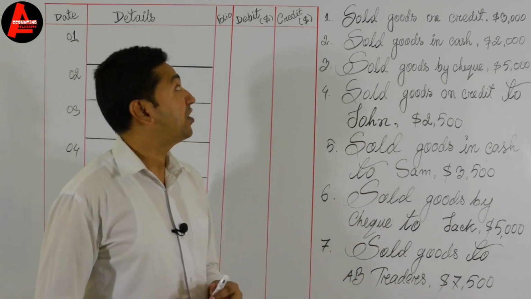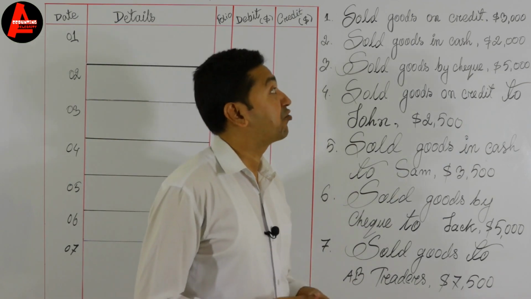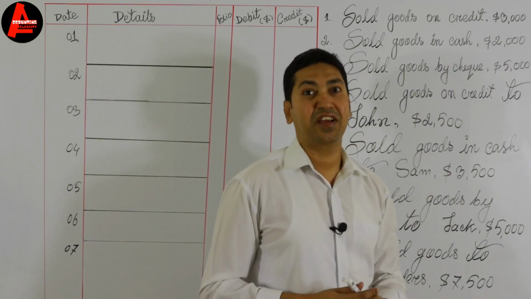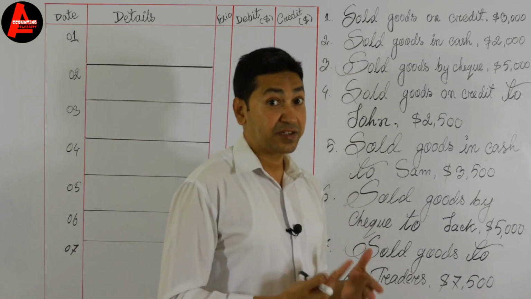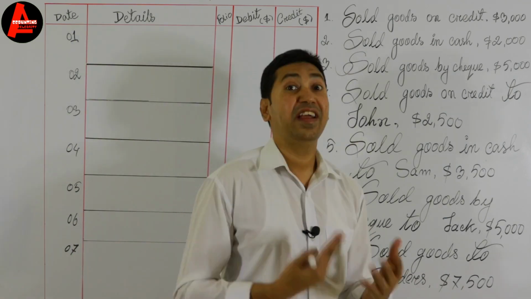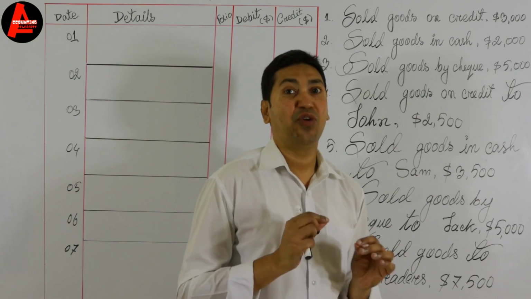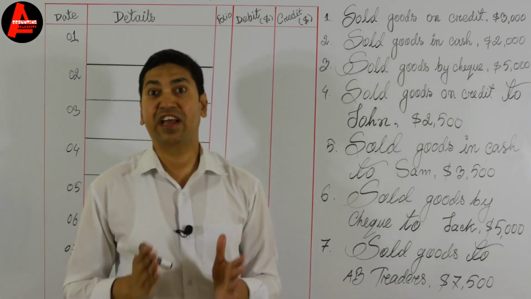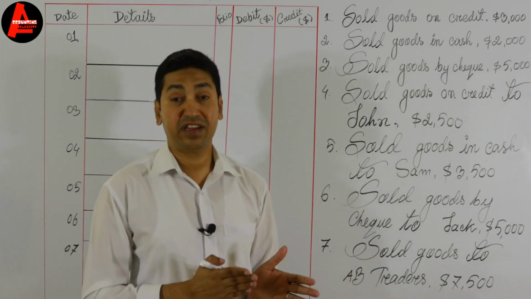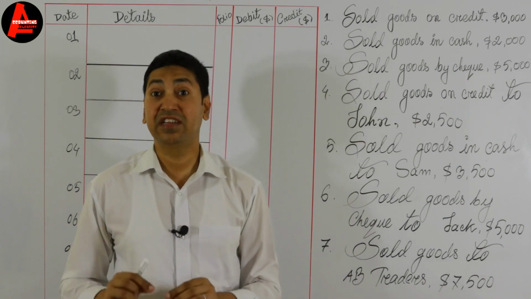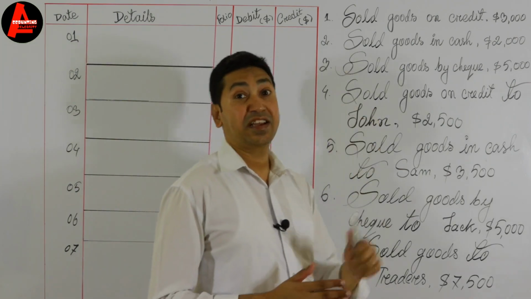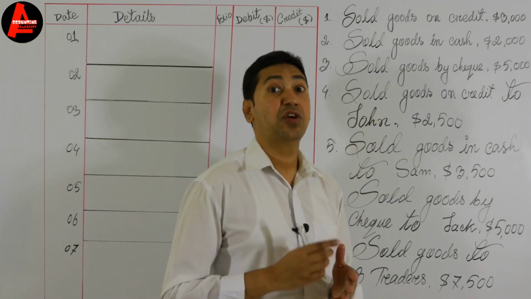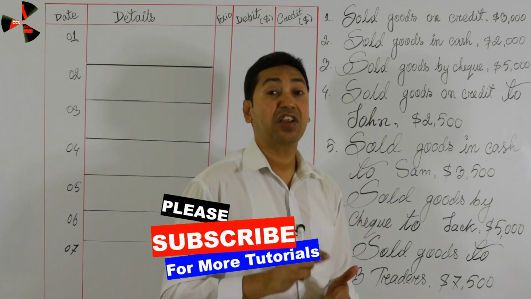Okay. So here first one is sold goods on credit, $3,000. First of all, what is sales? It is an expense or an income. It is a nominal account. So what is the rule for nominal accounts? All expenses will be debited. All incomes, gains, profit will be credited. So sales is an income, it's a revenue, so it will be credited always.